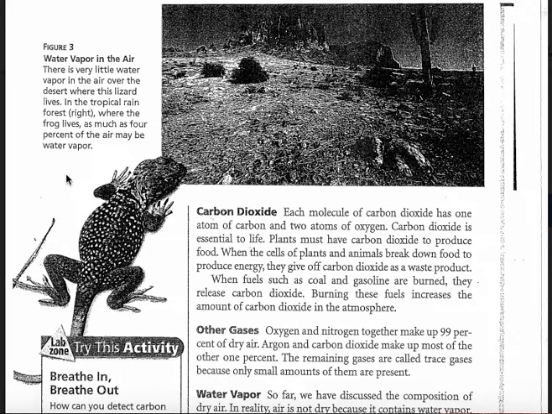Check this out. Water vapor in the air. There is very little water vapor in the air over the desert where this lizard lives. In the tropical rainforest where a frog lives, as much as 4% of the air may be water vapor. So, on a humid day, you can kind of feel the water vapor in the air, right? Makes it feel a little hotter.